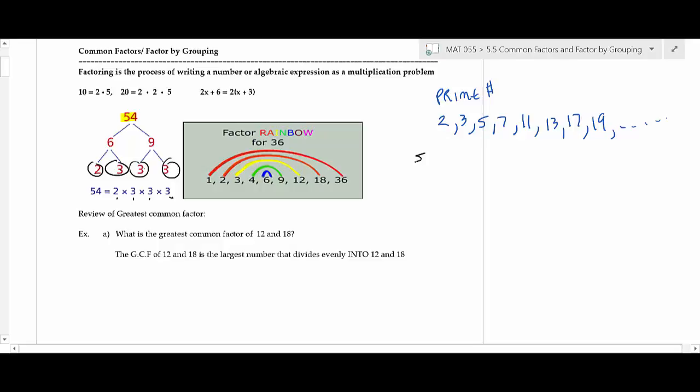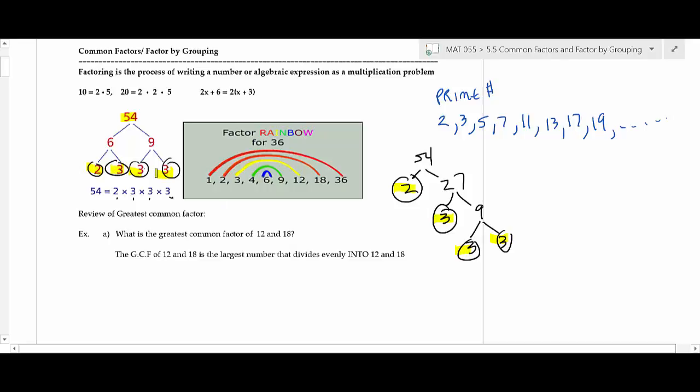Okay? Now, I'm going to show you another way. You don't have to write this down, but you could also go 2 and 27. 2 times 27 is 54. 2 is prime. 27 is 3 times 9. 3 is prime. 9 is 3 times 3. Look at this. I got the same answer. I got 2, 3, 3, 3. Just like I got there.